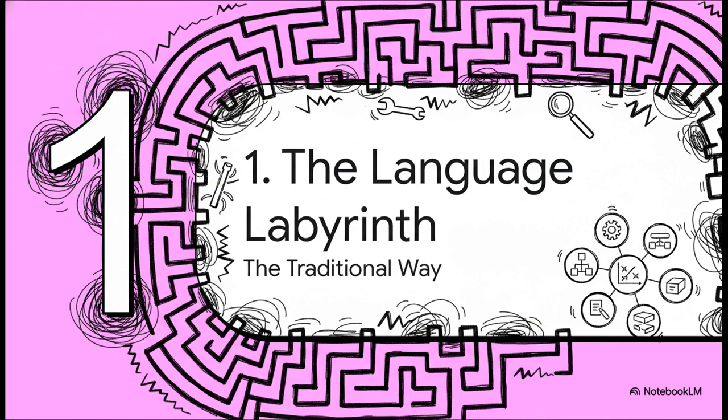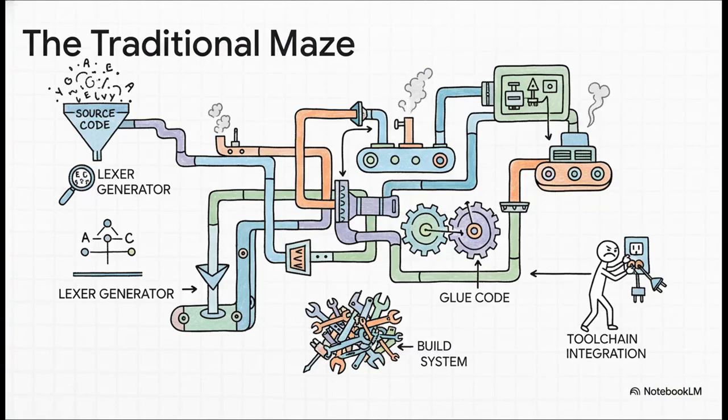For decades, building a compiler wasn't just one job. Oh no, it was more like trying to wrangle half a dozen totally different complex tools, each with its own quirks and frustrations. I mean, just look at this. This is the traditional maze you'd have to navigate. You'd start with a lexer generator, maybe something like ANTLR. Then you'd need a totally separate parser generator, like Yacc. After that, you'd have to write tons of what we call glue code in a completely different language, C++ or Python maybe, just to get them to talk to each other. And we haven't even gotten to the part where you're wrestling with a build system like CMake and trying to manually stitch the entire toolchain together.